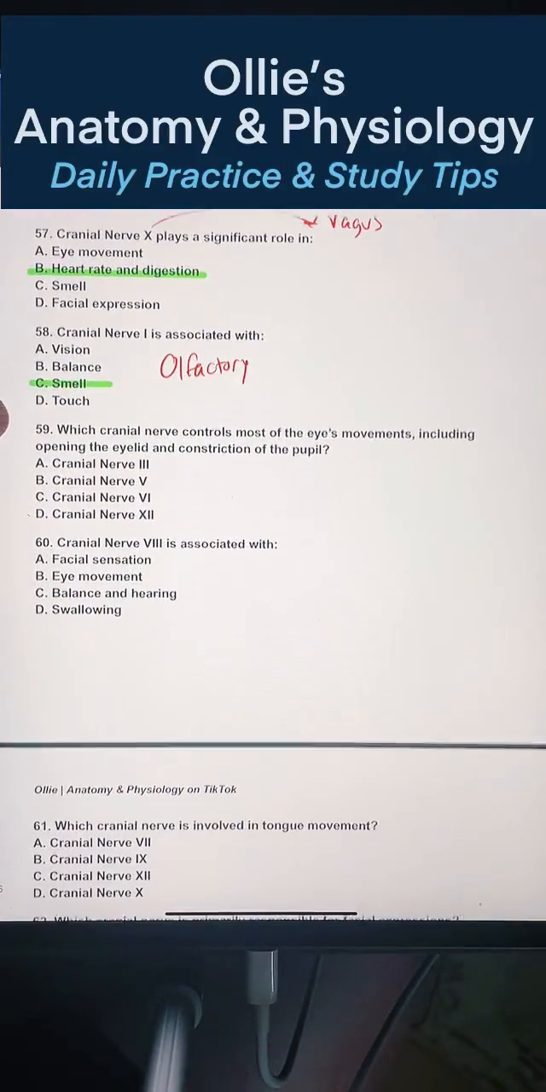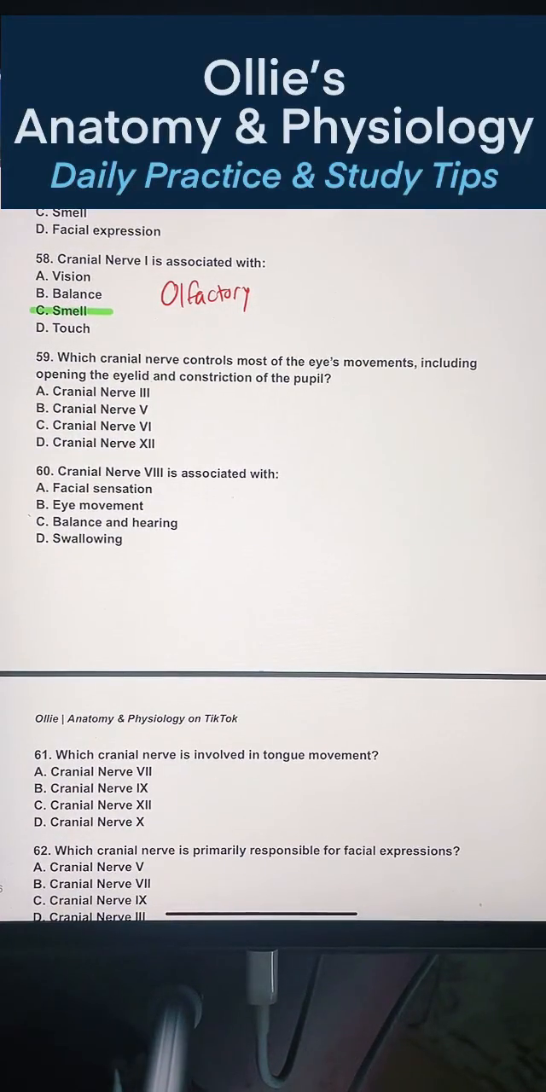Number 59. Which cranial nerve controls most of our eye's movements, including opening the eyelid and constriction of the pupil?